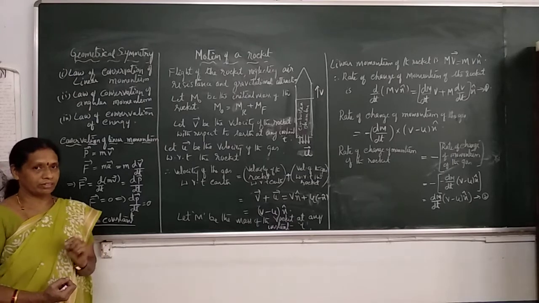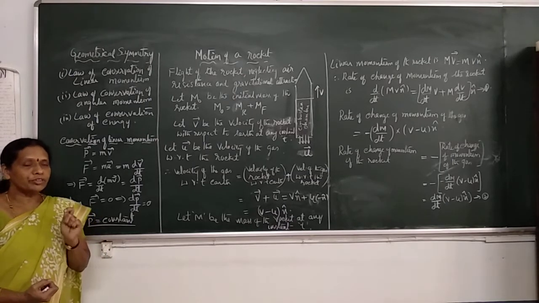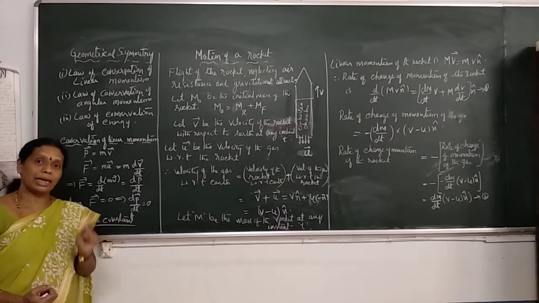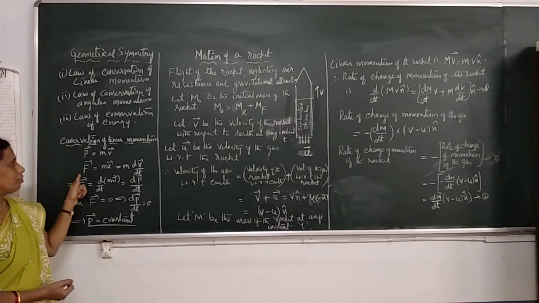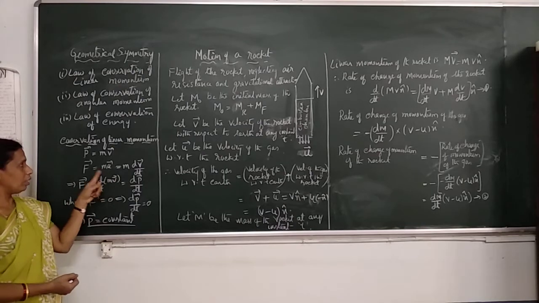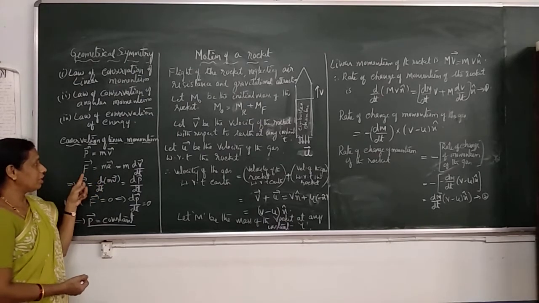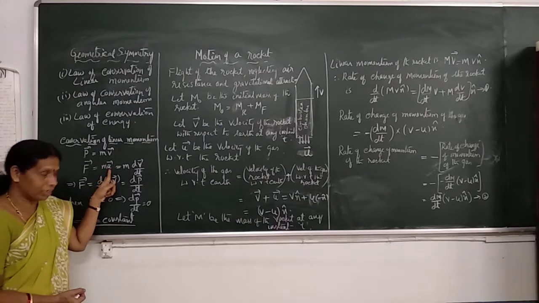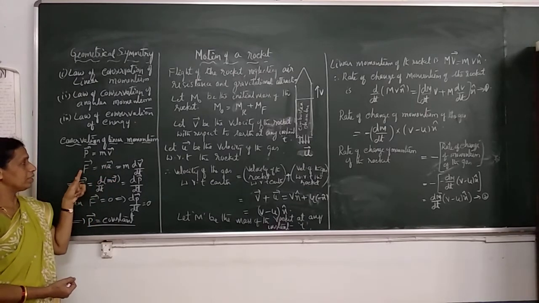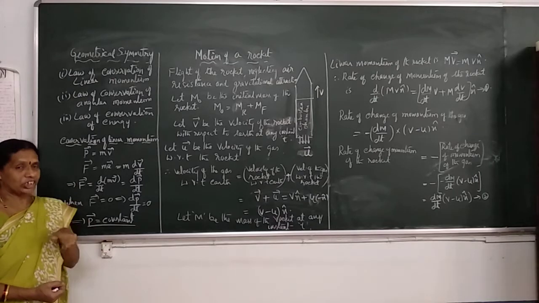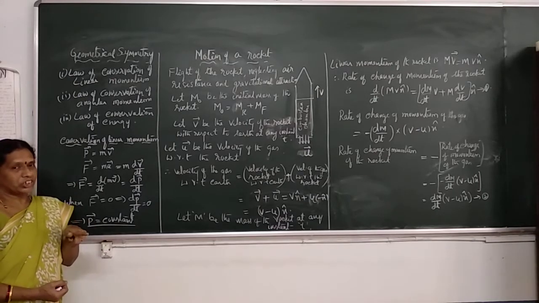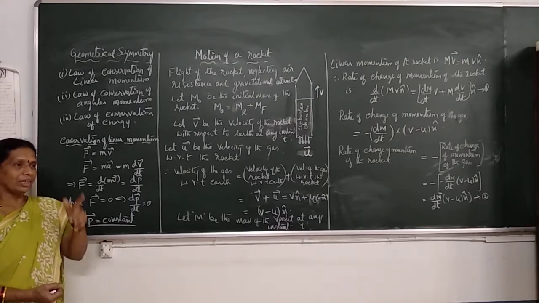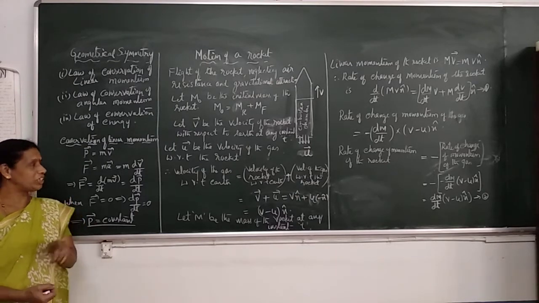What does the second law say? The rate of change of momentum of a body is directly proportional to the applied force. From that law, we get the expression for force as F equals m times a, where m is the mass of the body and a is its acceleration. Force is defined as the agent which overcomes inertia. Inertia is the tendency of the body to remain in the same state. The one who overcomes inertia is the force.